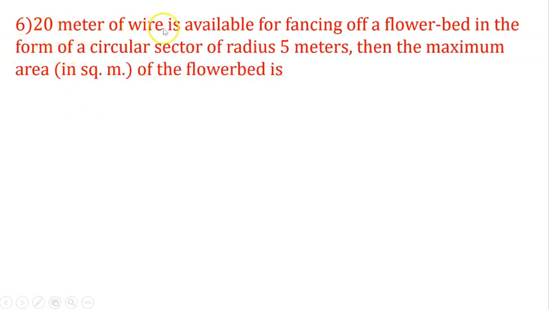20 meters of wire is available for fencing of a flower bed in the form of a circular sector of radius 5 meters. Then the maximum area in square meters of the flower bed is: A is 15, B is 20, C is 25, and D is 30.